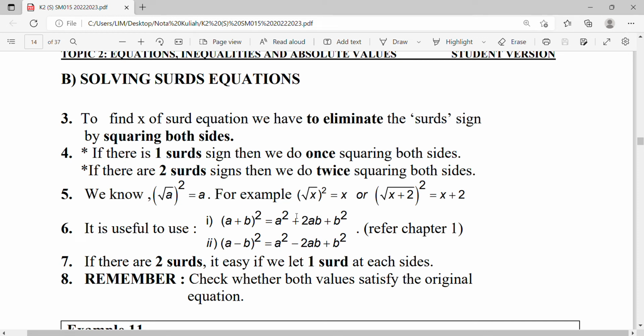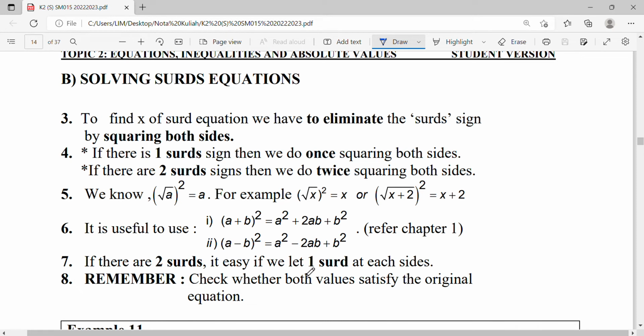To find x of a surd equation, we have to eliminate the symbol of the square root. If you want to eliminate the square root symbol, you need to square both sides. Normally we can get a question with 1 surd, 2 surds, or maybe up to 3 surds. With 1 surd, you square both sides once only. With 2 surds, you do it twice. 3 surds also, you do it twice. So for 1, 2 or 3 surds, it is easier.